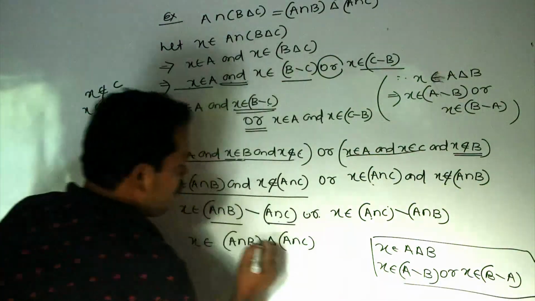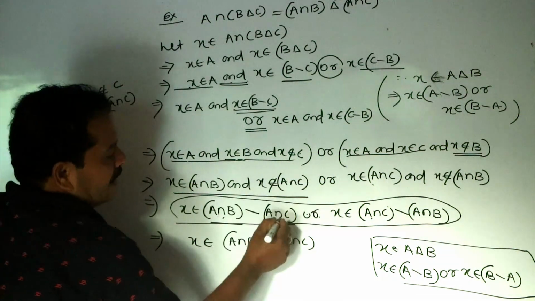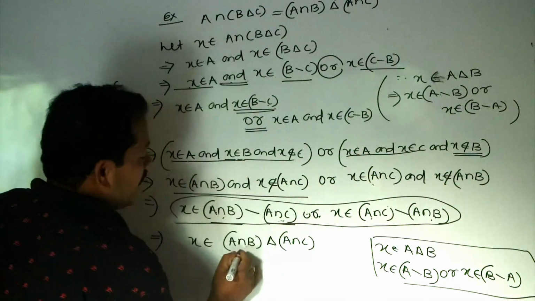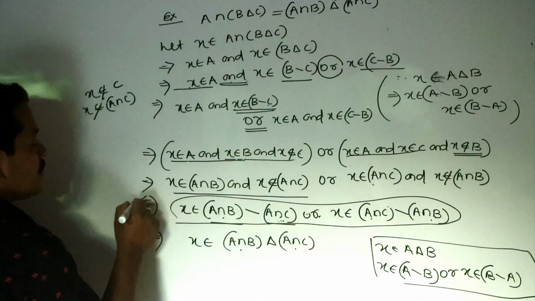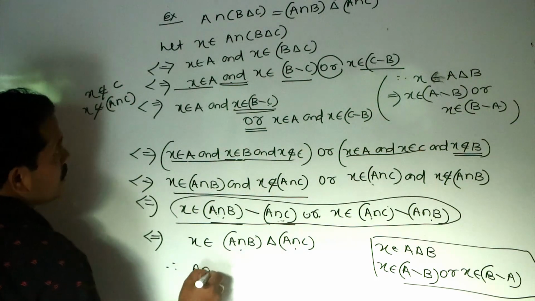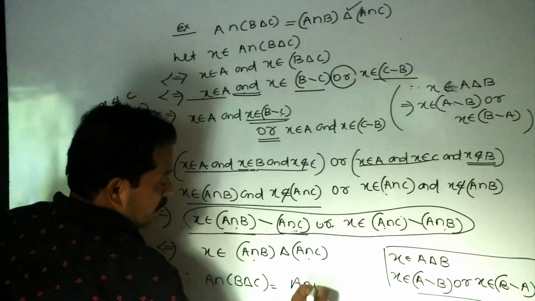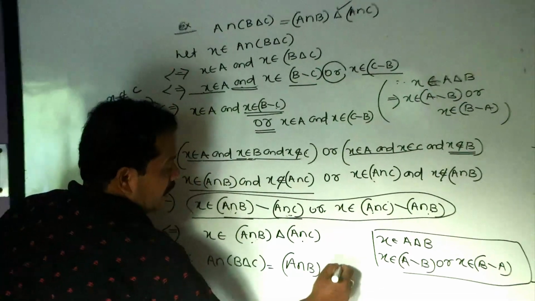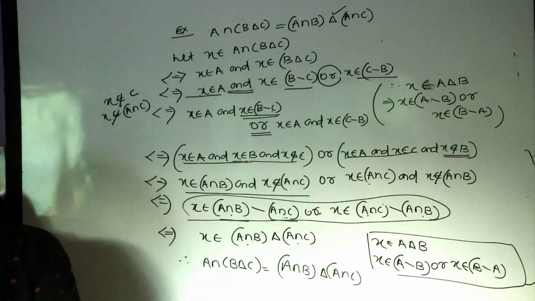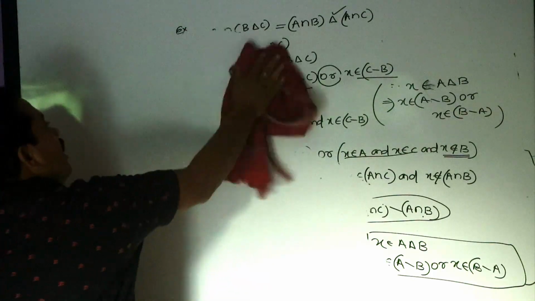So in the same argument we use this. Take it as X and it is Y. X difference Y or Y difference X means X delta Y. Use double implication here. Then you can write A intersection B delta C equals A intersection B delta A intersection C. This way we can prove other problems in the same argument with the help of set algebra.